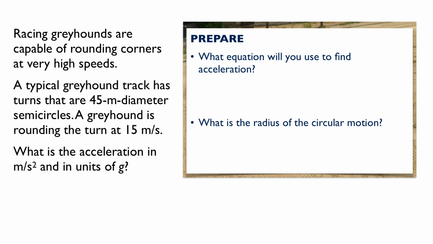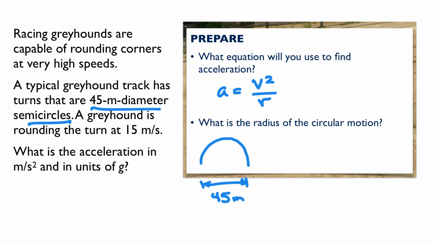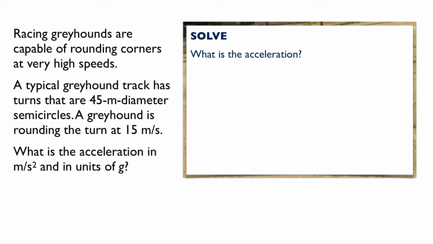Next piece is to prepare. Well, the magnitude of the acceleration is just equal to v squared divided by r, and we know what v is, but we don't know what r is. Now, it's a 45-meter diameter semicircle. So the semicircle looks like this, and from here to here is 45 meters. And so the radius is just half of that. The radius of the turn is 22.5 meters.